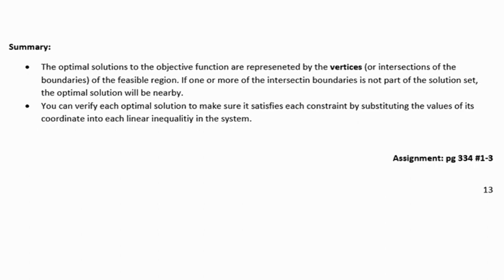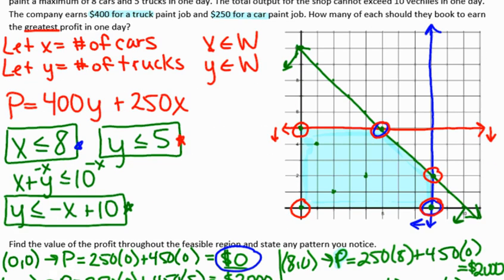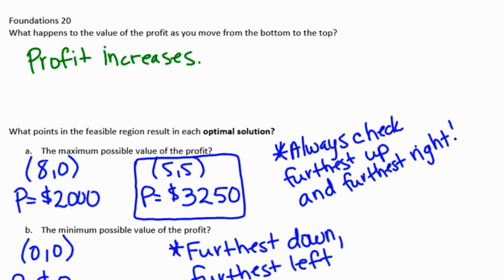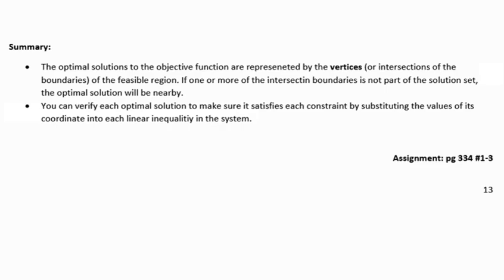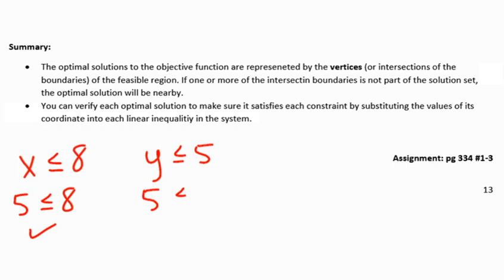So what I mean by that is our constraints over here, x is less than or equal to 8, y is less than or equal to 5, and y is less than or equal to negative x plus 10. If I pick, say, our optimal point that we said was 5 and 5 into those points, let's verify. So x is less than or equal to 8. Well, our x value in that one is 5. So 5 needs to be less than or equal to 8, which it is. Our other one is y is less than or equal to 5. If I plug in 5, 5 is less than or equal to 5, so that still works.